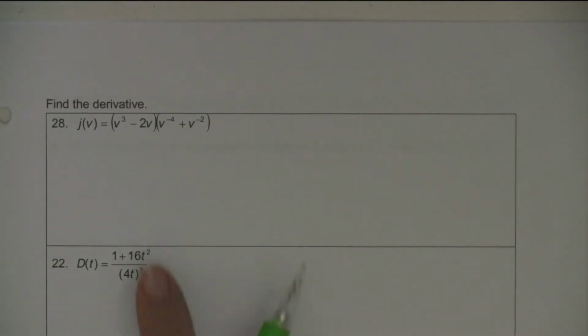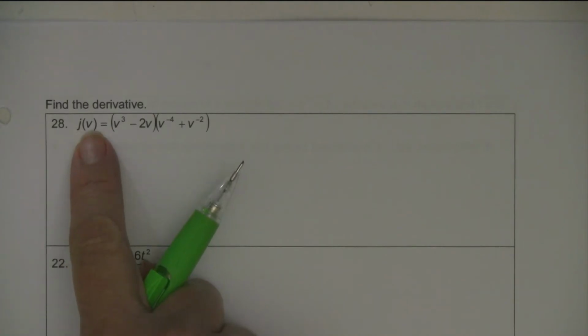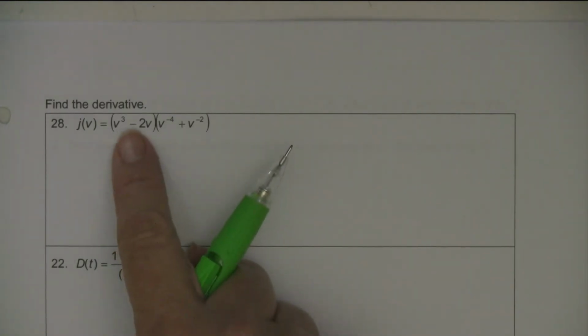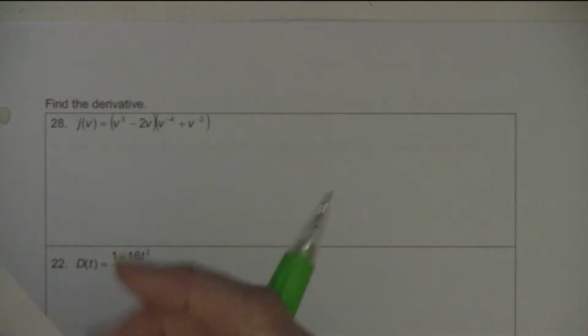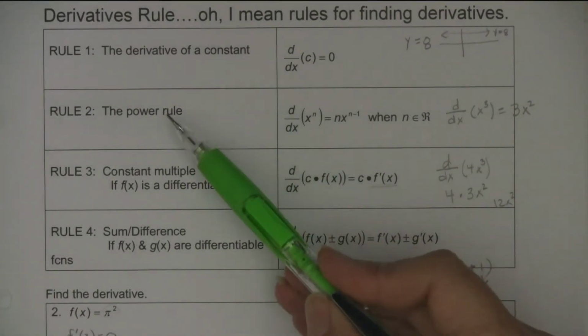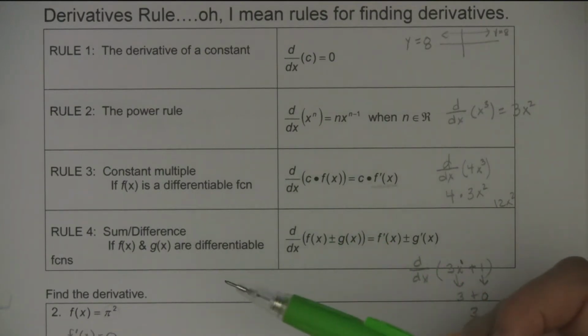Find the derivative, and they're having us find the derivative of j with respect to v. And I've written it in function notation here, and I don't know why they used j and v, but they did. And they gave this. And I just want you to notice that there isn't a rule right now that says how to find the derivative if you have the product of two functions, the multiplication of two functions.